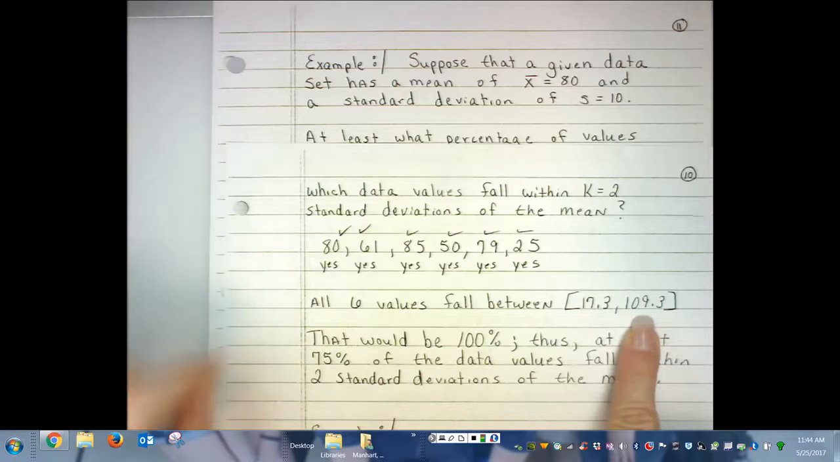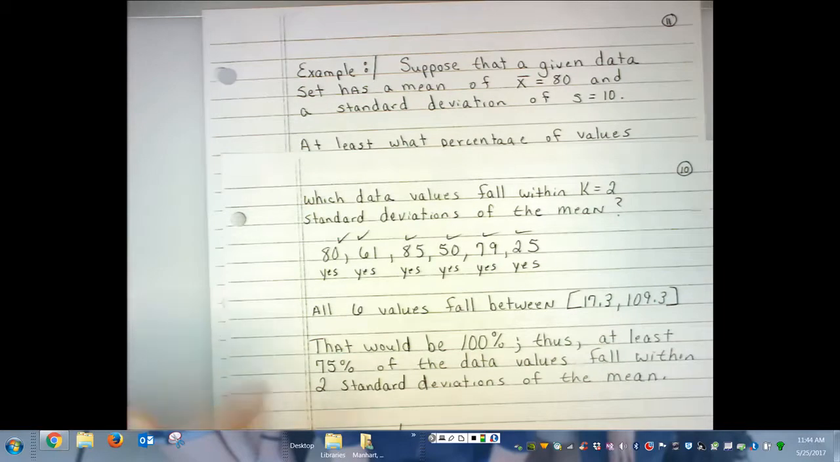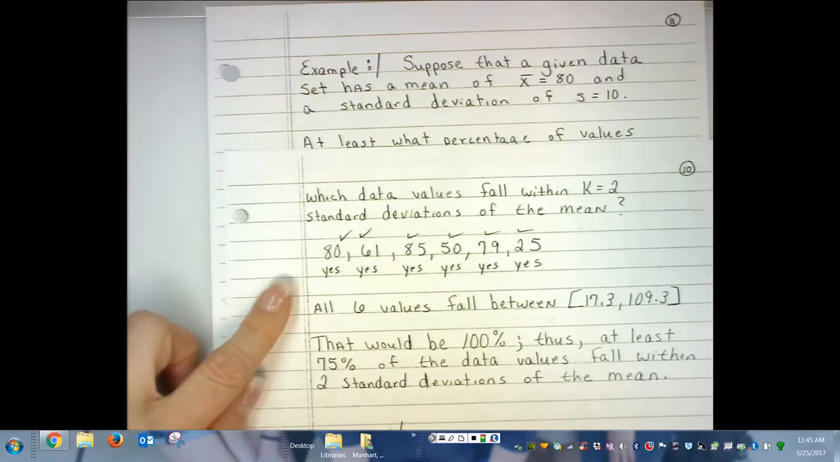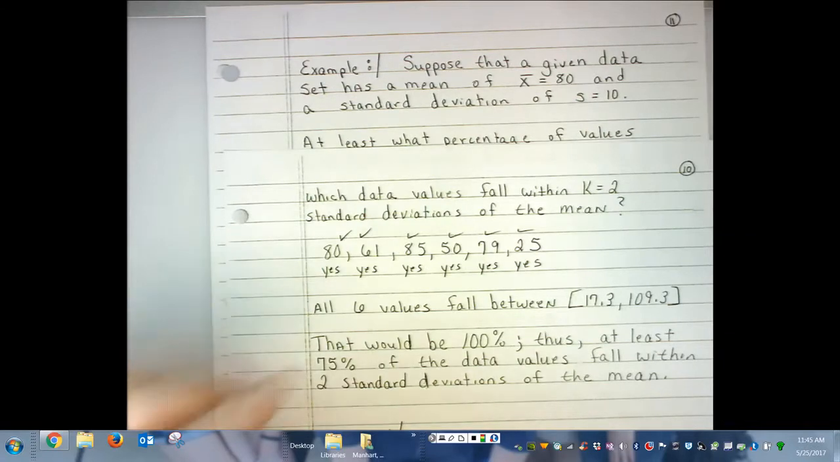That's 100%. But remember, Chebyshev guarantees at least 75%. All of those mean at least 75% will fall within 2 standard deviations of the mean. So it's okay that I got exactly 100% because Chebyshev promises 75% or more. It just so happens specifically it's 100% of the data values fall within 2 standard deviations of the mean. So that's a great example of Chebyshev's theorem with a specific example there.